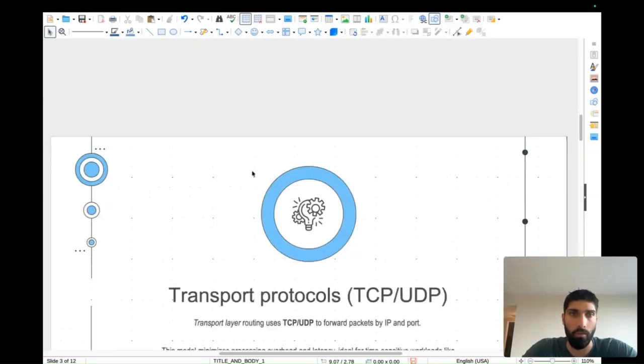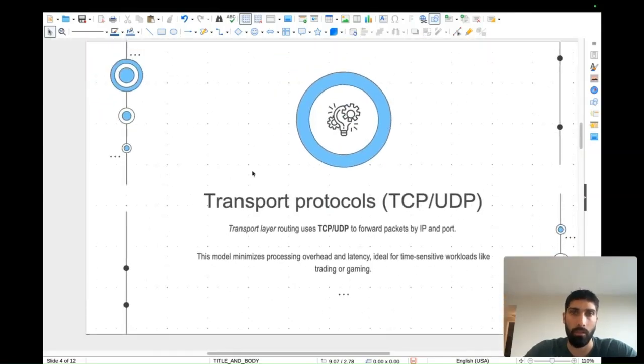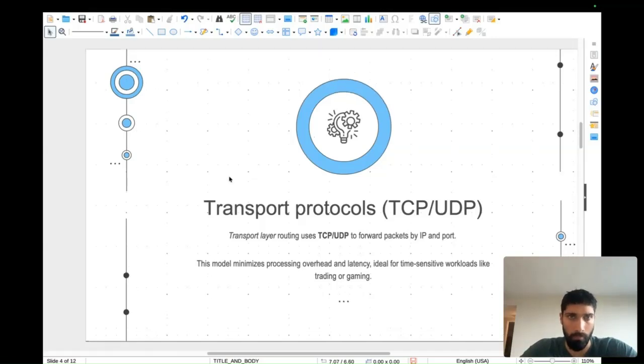So starting with layer 4 routing, as I mentioned, it runs on TCP and UDP. This forwards packets by the IP address and port. This is really good, especially in an environment like a trading platform or a gaming system where we need super fast and efficient traffic. So when a user accesses the application in a trading or gaming app, the requests should be very speedy, right? So time-sensitive workloads, you would say.